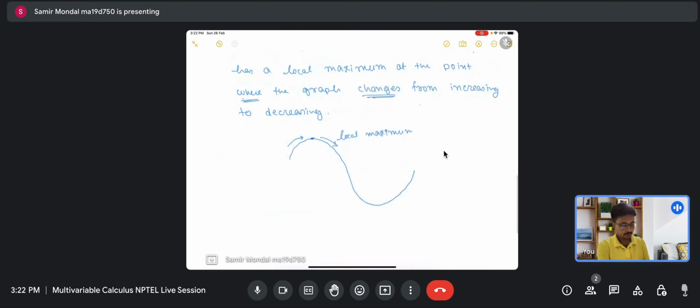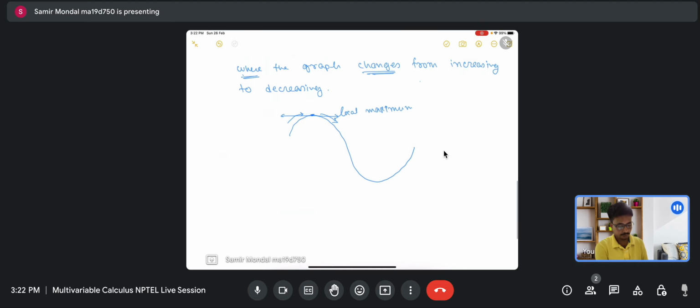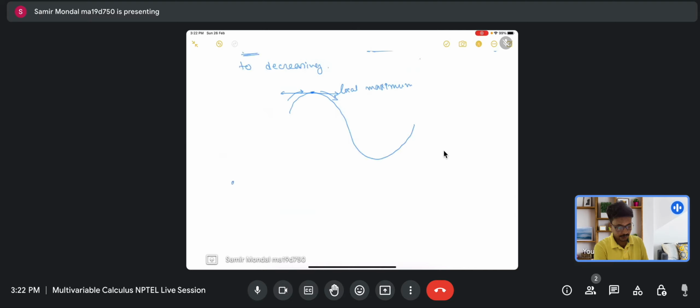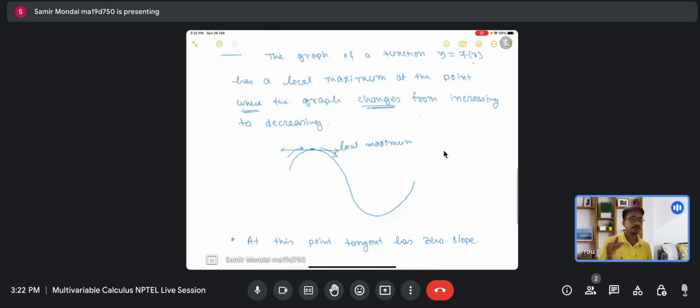Another thing one can observe: if you draw a tangent here, we can observe that at this point the tangent has zero slope. Where the graph changes from increasing to decreasing, at that point the tangent has zero slope.